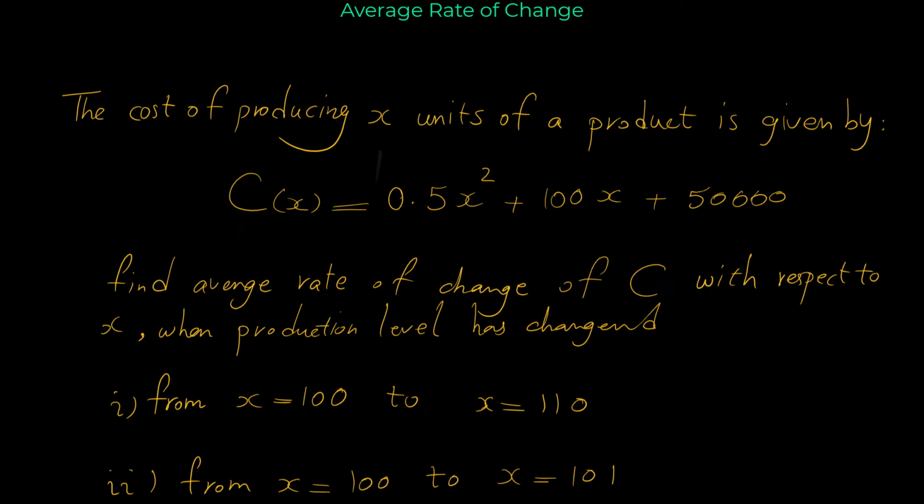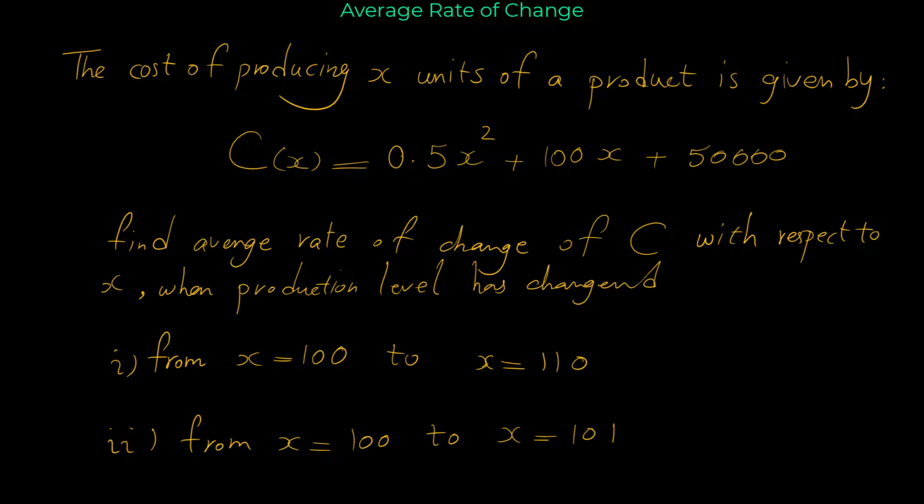Now let me show you another question. The cost of producing x units of a product is given by this equation. C of x equals 0.5 x squared plus 100x plus 50,000. Find the average rate of change of cost with respect to x when the production level has changed from 100 to 110.